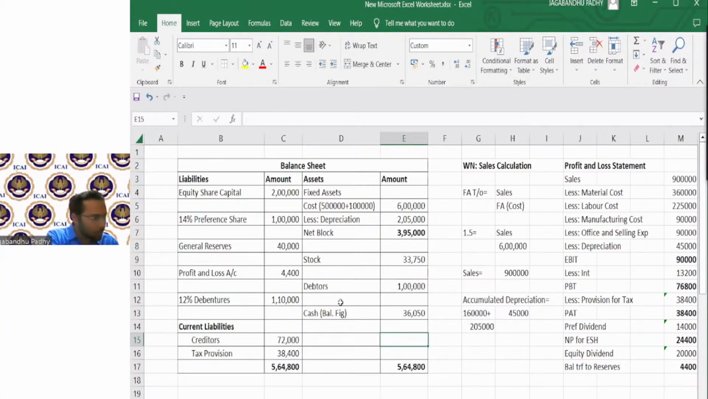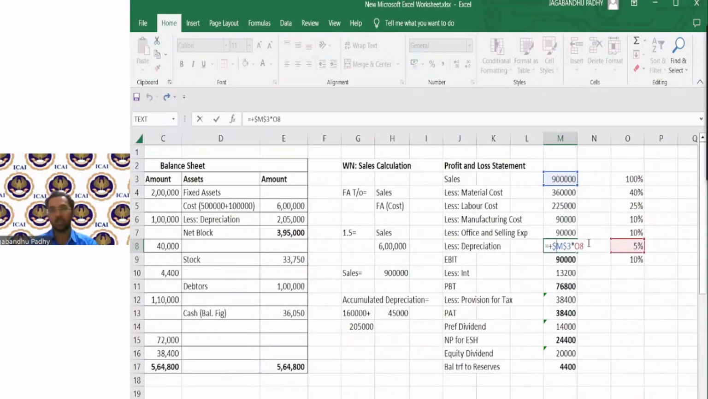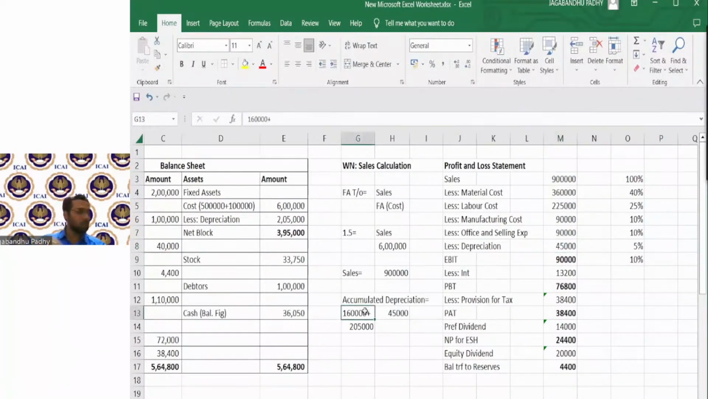Okay, any other queries? Explain 12% debenture. In the opening we had 60,000 12% debentures and an additional 50,000 debentures were issued. So that will be 1,10,000. And then we have the depreciation also. They have stated that depreciation is 5% of the sales. So that depreciation will be added back to the accumulated depreciation.